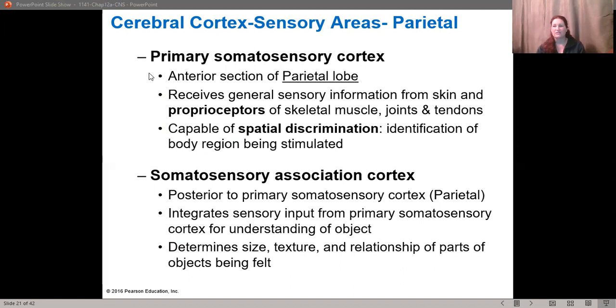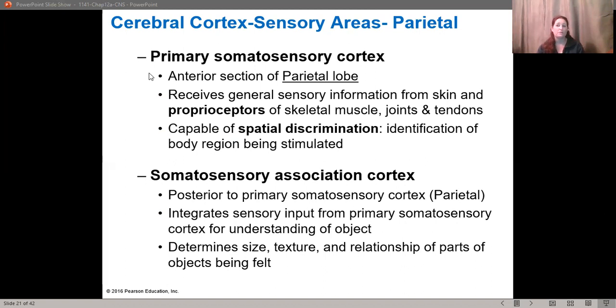There are also discrimination tests that we can do on skin that can test for damage of the primary somatosensory cortex. It is located in the parietal lobe, and it has two functions: to receive general sensory information from skin and proprioceptors, and to tell where that sensory information is coming from. That ability is called spatial discrimination.